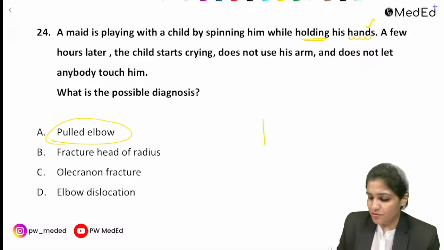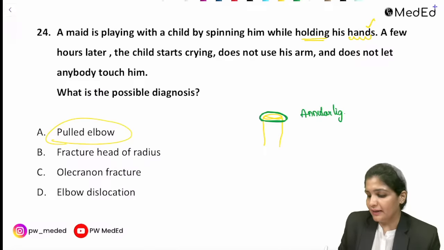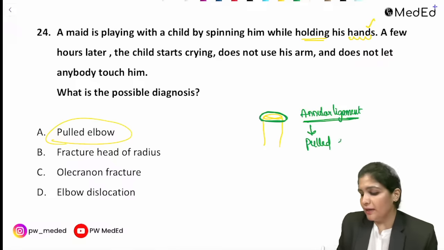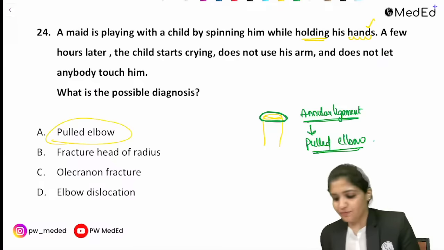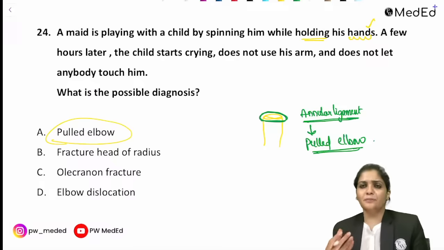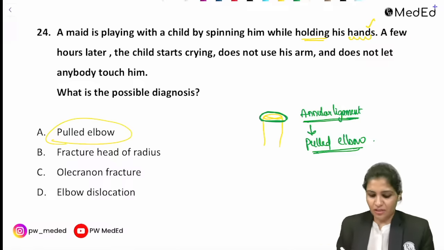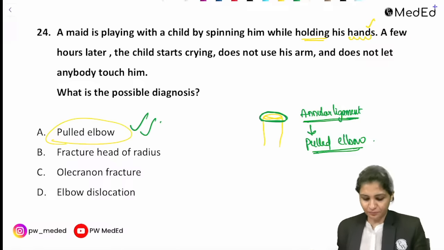If you see, this is your radial head, and there is one ligament called the annular ligament. This annular ligament is present around the radial head, and slip of this annular ligament from the radial head will result in a condition called pulled elbow. This is very much an emergency, but a simple maneuver will reduce it and the patient will be pain free. So this is pulled elbow.